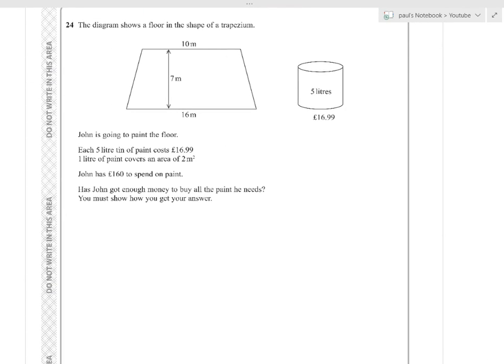The diagram shows a floor in the shape of a trapezium. John is going to paint the floor. Each 5 litre tin of paint costs that much, covers that much, and he's got that much. Has he got enough? Right, so the area of the floor equals A plus B divided by 2 times the height, which is 26 divided by 2 times 7, which is 13 times 7, which is 91. So you've got 91 square metres of floor to paint.